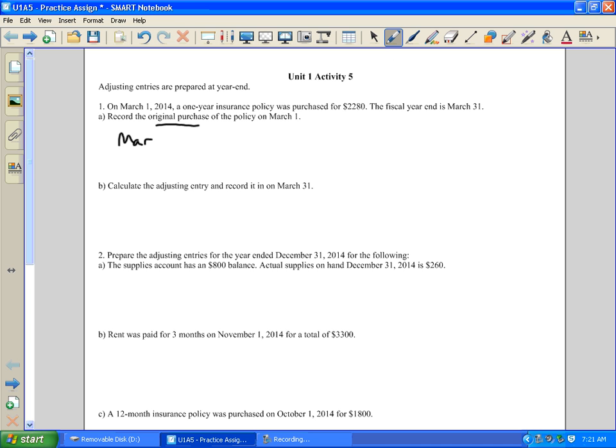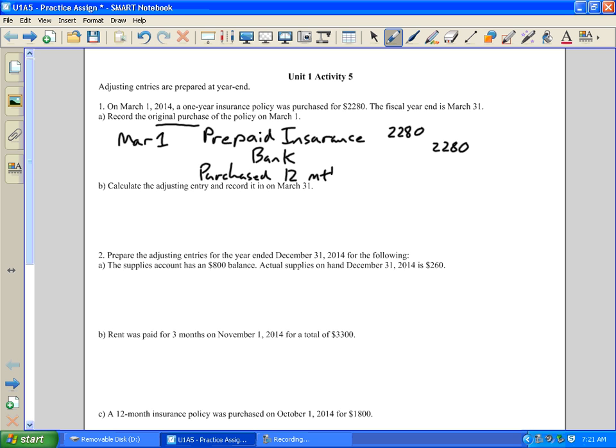So our journal entry is going to be March 1st. We're going to debit something called prepaid insurance, and we're going to credit bank, okay, for the $2,280, debit to prepaid insurance, $2,280, credit to bank. And we're just going to write a description of purchase 12 months of insurance.